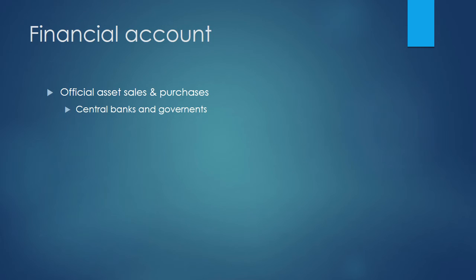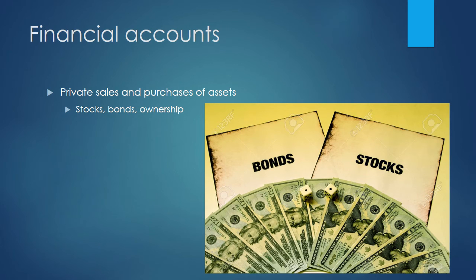Official asset sales and purchases are made by central banks and governments. That's what the word official means in this context. So if the Fed were to buy currency like the euro or the yen or the yuan or something else like that, that would be an official asset sale or purchase, and it would go in the financial account. Private sales and purchases of assets are the same thing. The difference is these are done by private citizens. So buying stocks, bonds, ownership of another company, all of these things create liability, a promise to pay in the future. And so all of these things would go into the financial account.